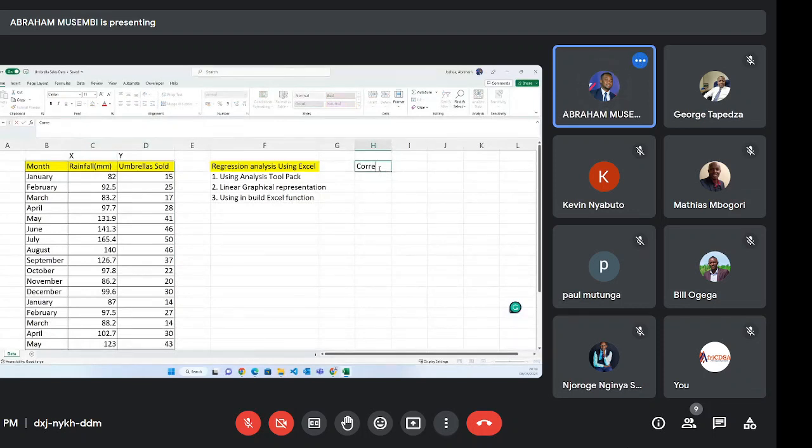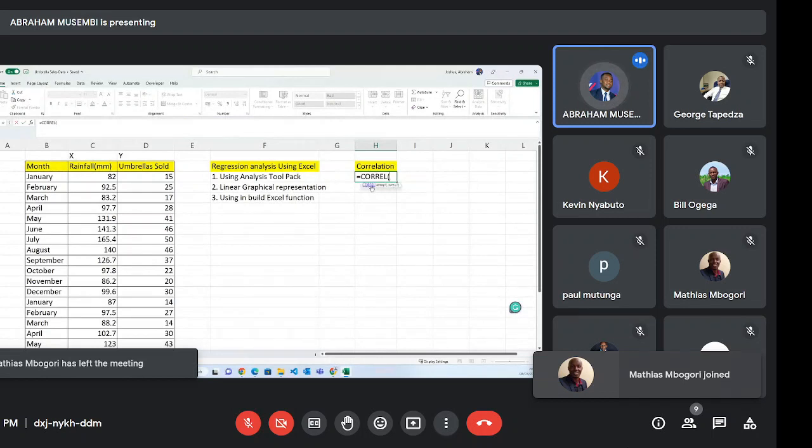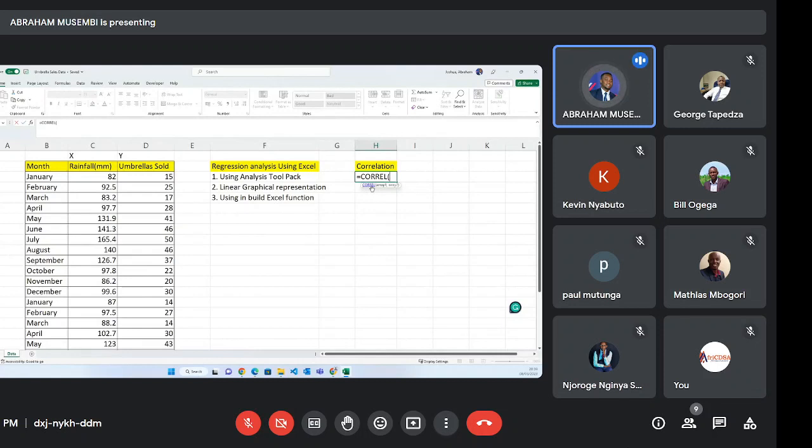Correlation. Okay, so remember we said that it is equal to CORREL, and for correlation it doesn't matter if we are dealing with population data or sample data. Correlation can calculate the correlation between two variables in a sample data or in a population data.